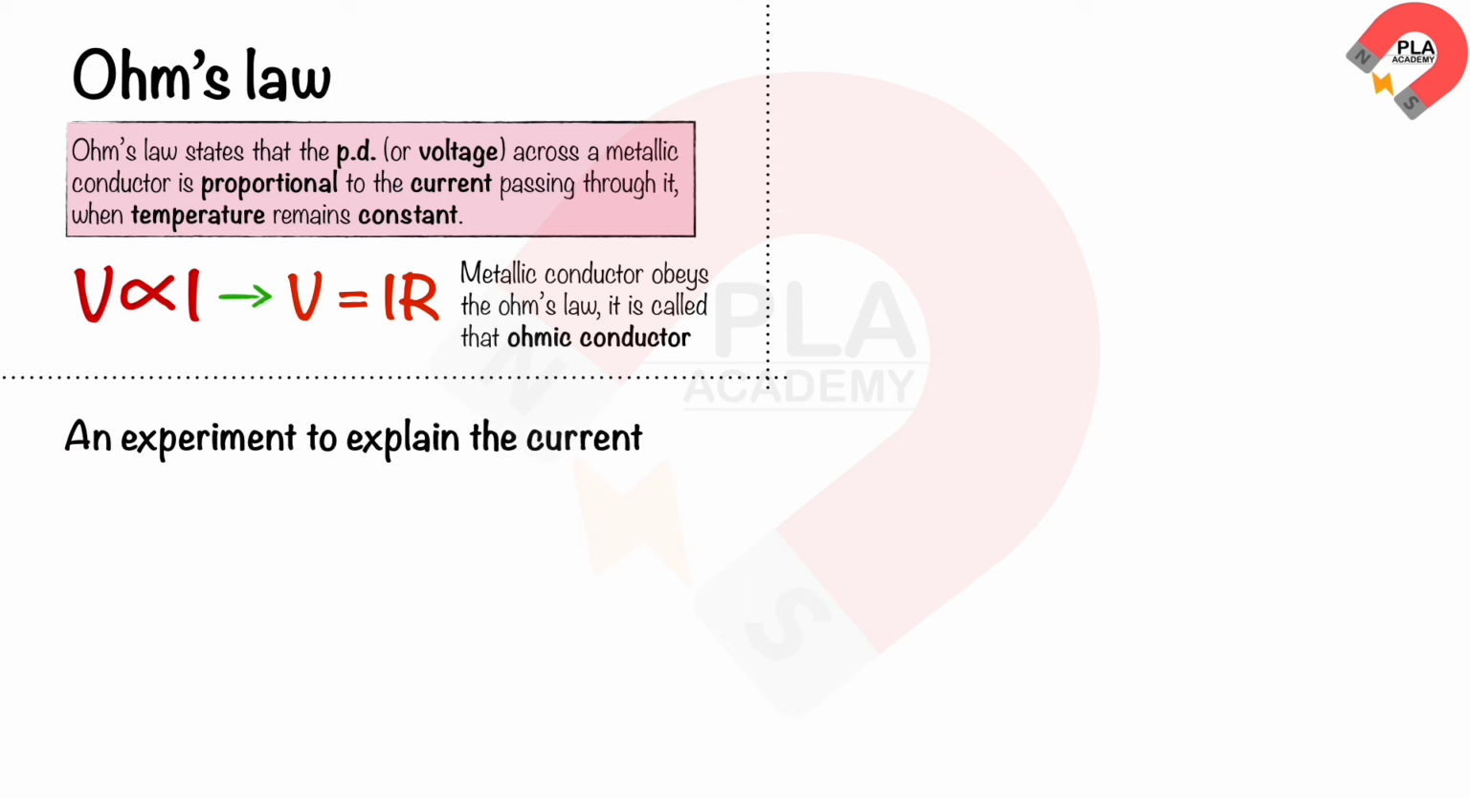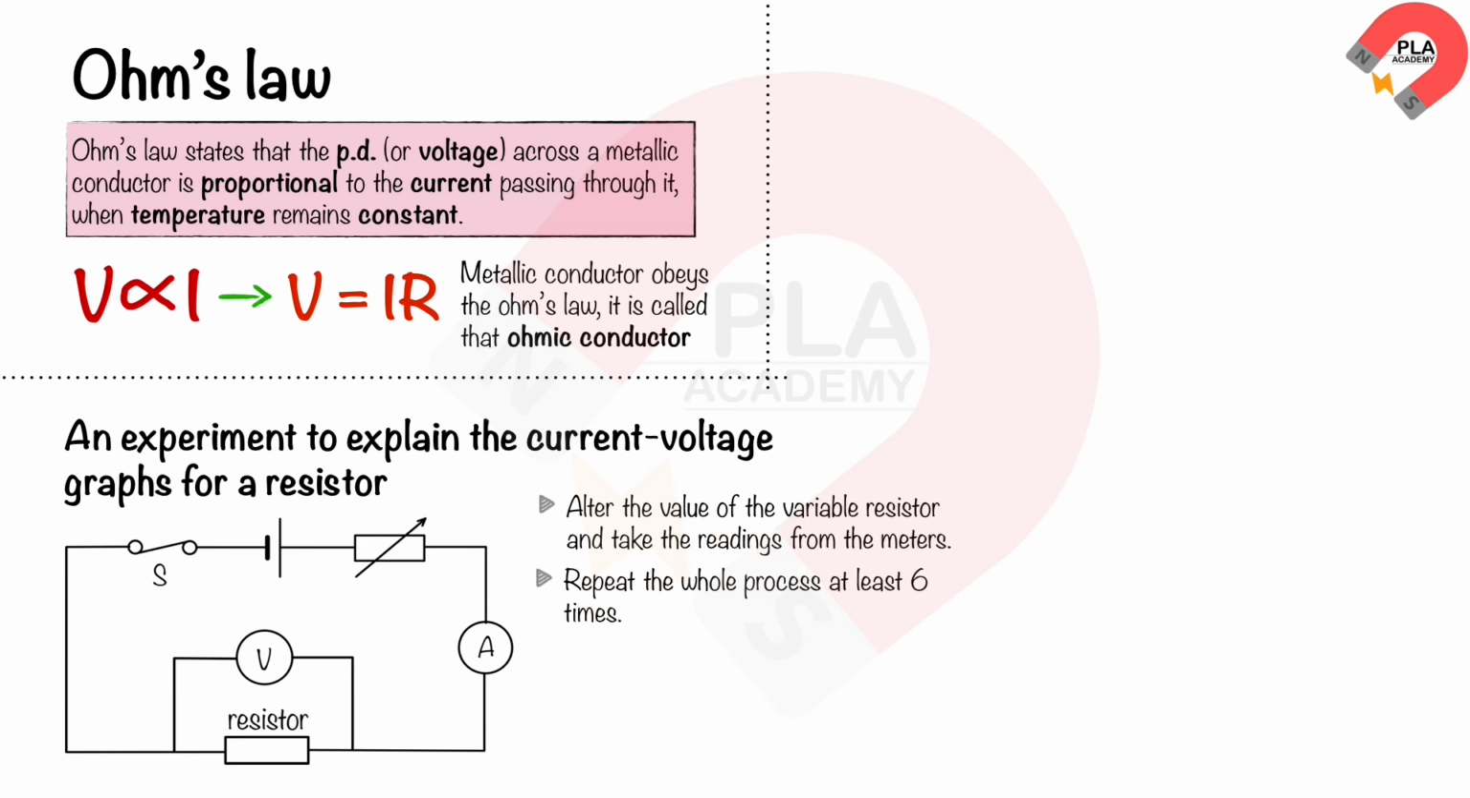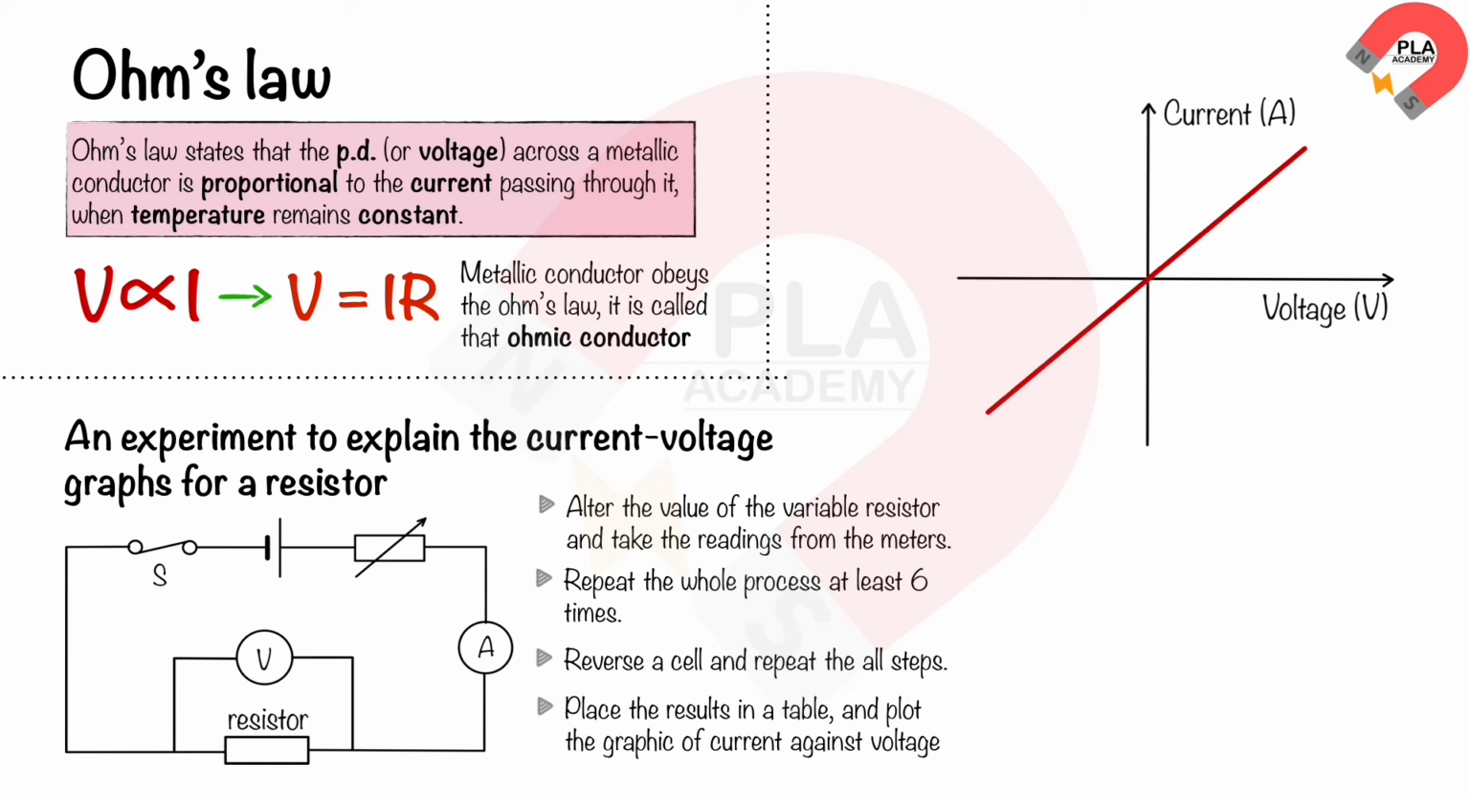An experiment to explain the current-voltage graph for a resistor of constant resistance. Set up the circuit shown in the figure. Alter the value of the variable resistor and take the readings from the meters. Repeat the whole process at least 6 times. Reverse the cell and repeat all the steps as before. Place the results in a table and plot a graph of current against voltage.